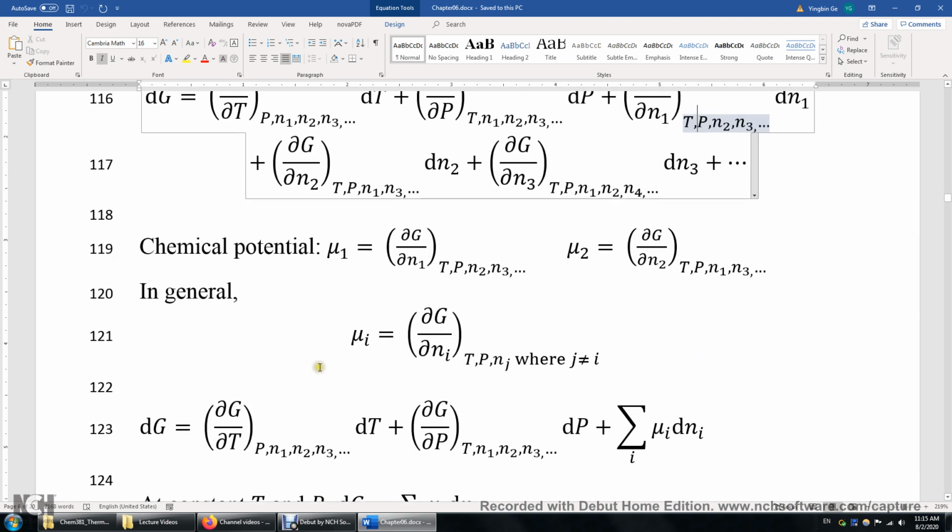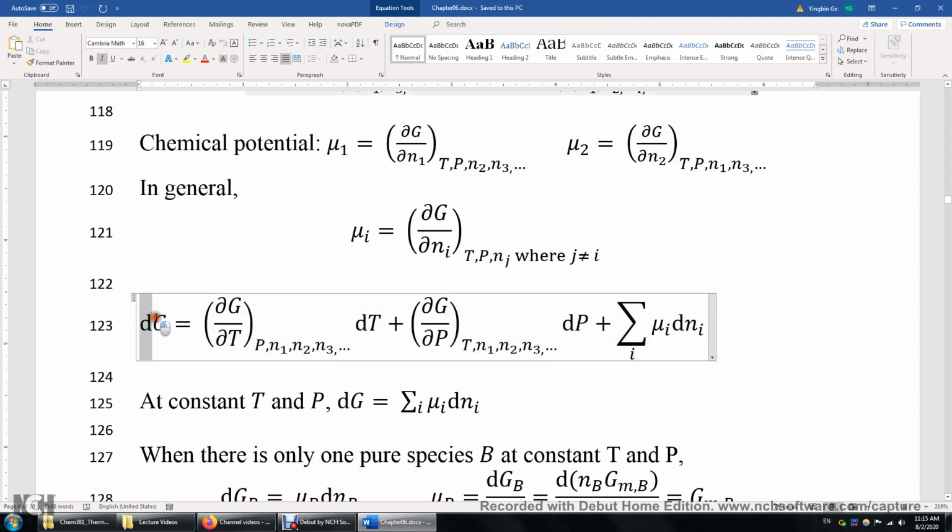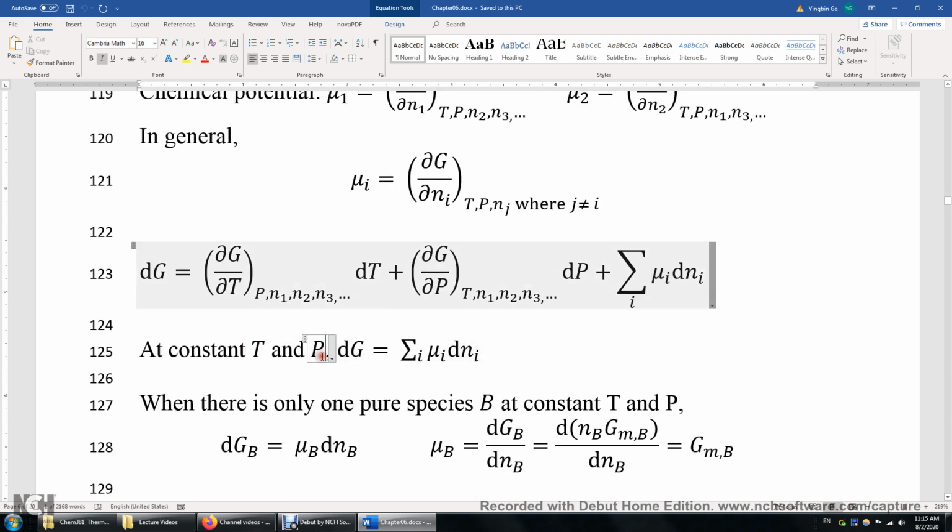And then the equation becomes a little shorter. dG is delta G over delta T times dT, delta G over delta P times dP, and then we have the sum here: mu i times dNi. Again, mu i is the chemical potential of species i. If you have only one species, this mu sub i is simply the molar Gibbs energy of that species. We sometimes do chemical reactions under constant temperature and pressure, and then dG is simply the sum of mu i dNi.